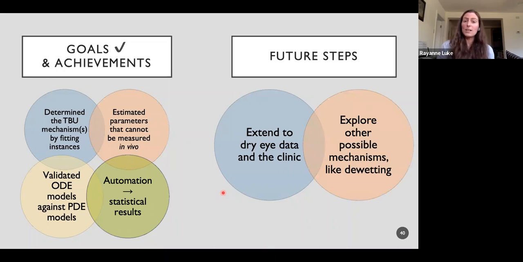In terms of the modeling side, there are extensions to the models that we could include. In particular, you could include de-wetting, which is where a region of the ocular surface is repelling water, right? And that is going to also form breakup.